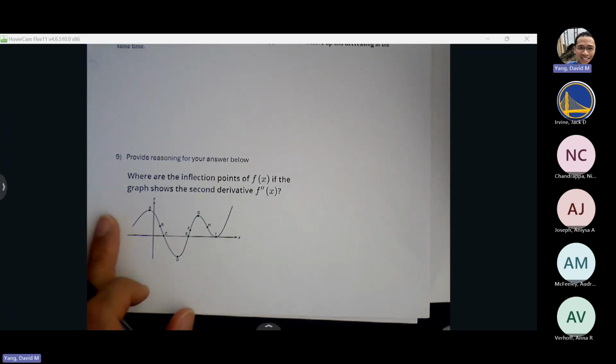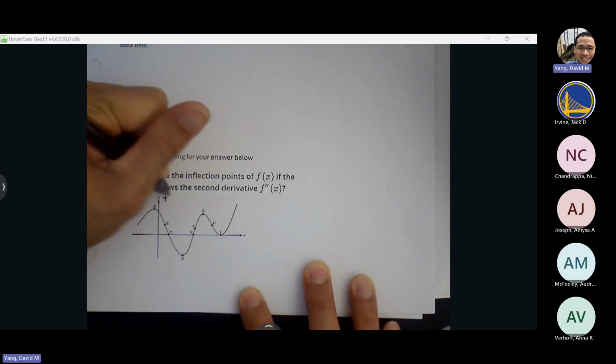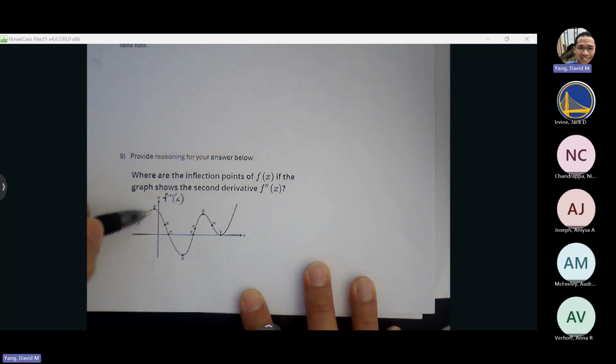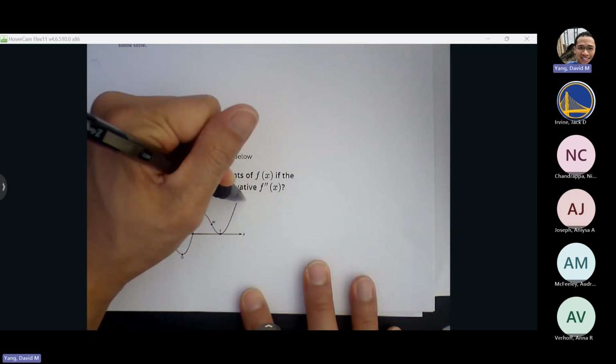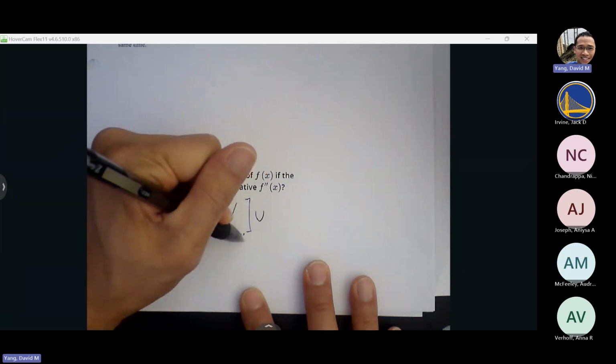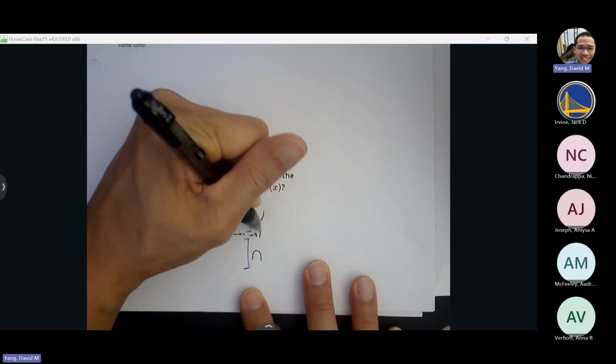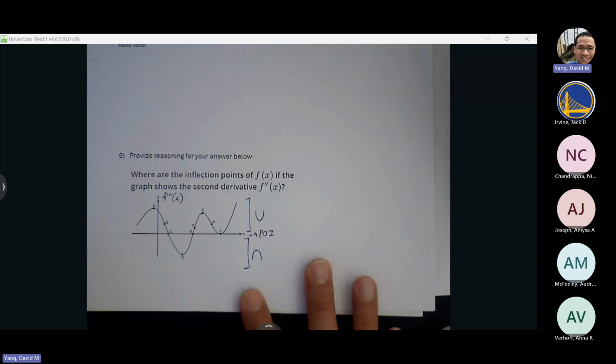Number 9 says, where are the inflection points given what our second derivative graph is showing? So if we're looking at a second derivative graph, we know the y-axis represents concavity. So we can label accordingly. Above is where the graph is experiencing concave up. Below is concave down. Anything on the x-axis are your potential points of inflection.